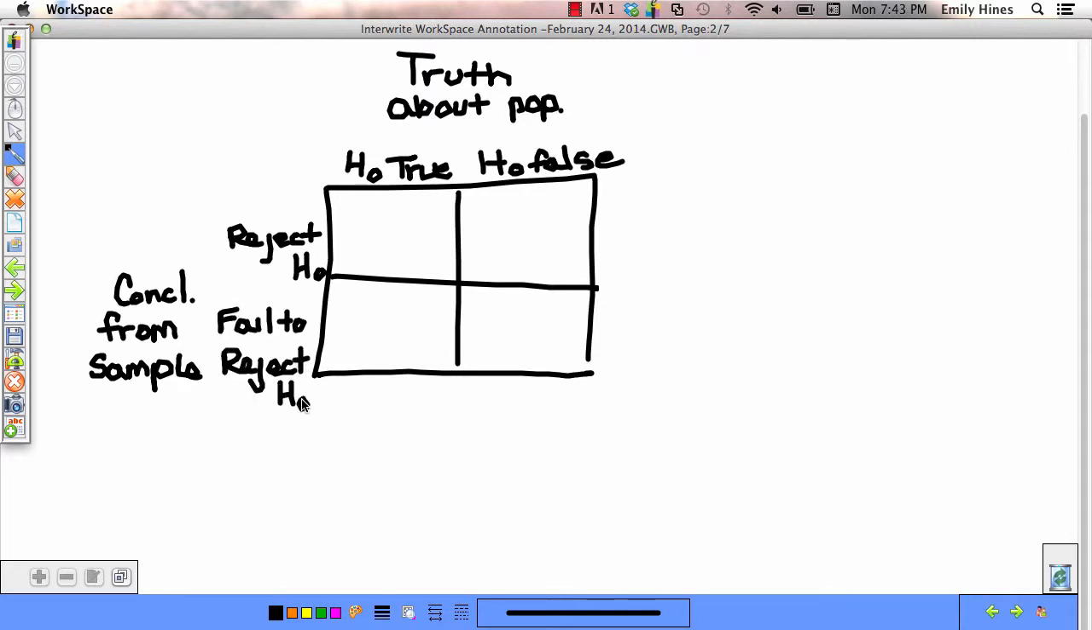Okay, if I reject the null but the null was really true, that's where that type 1 error comes in, because I rejected when I should have failed to reject. But if I rejected and it was false, then that means I got it right. Likewise, if I failed to reject it and it really is true, that means I got it right. But if I failed to reject it and it really was false, then that's where the type 2 error comes in.